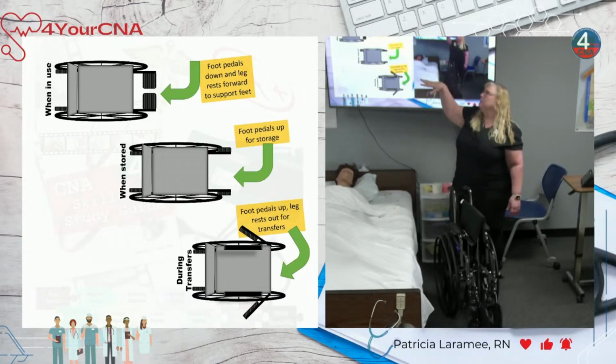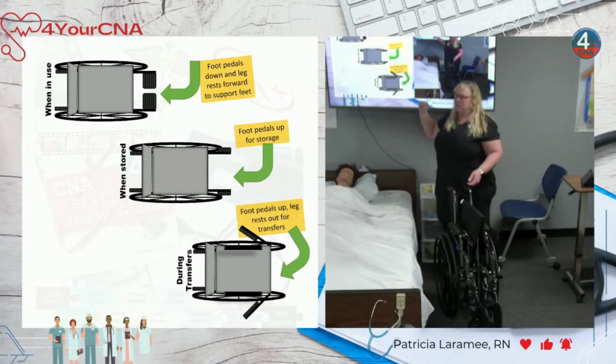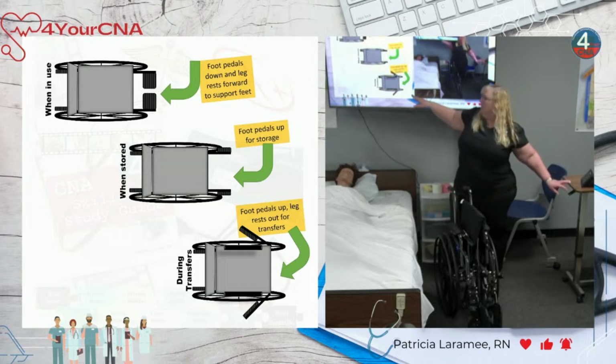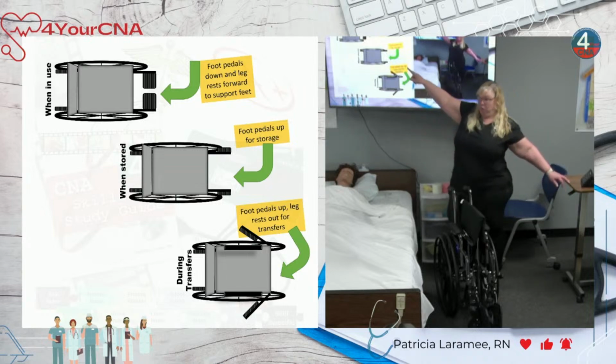I know 2 years ago, they had this on the state exam. They'd ask you, you're getting ready to transfer a patient into a wheelchair, how should the wheelchair look? Get those leg rests and foot pedals out of the way. It was multiple choice. It would give you 4 pictures.